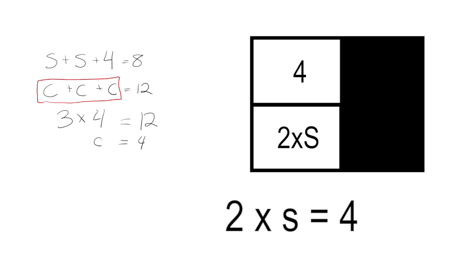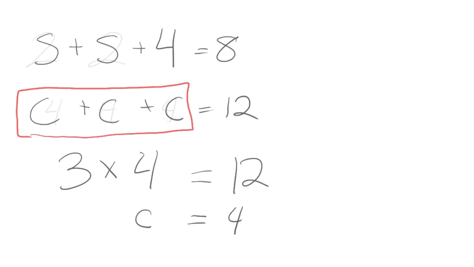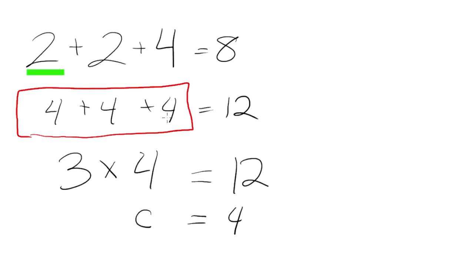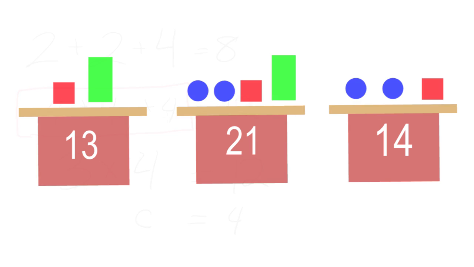We can then check our answers by inserting them into the original equations. 2 plus 2 plus 4 equals 8, and 4 plus 4 plus 4 equals 12. Both equations have equivalent expressions on each side, so they are balanced.